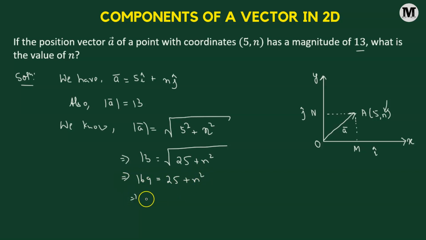So solving for n squared, we're going to get n squared equals 144, which implies that the n value is going to be plus or minus 12. So there are two values of n that are possible. So A could have the coordinates 5, 12, or it could have another coordinate, let's call it B, with coordinates 5, -12.